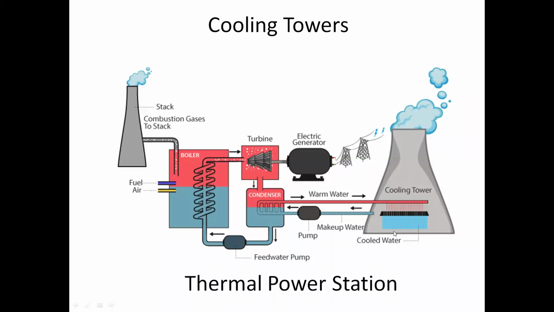In front of you, there is a cooling tower. So already you know there is a boiler. Boiler is going to produce steam. Steam is given to the turbine. Turbine rotates and there is a generation of electricity. So after the generation of electricity, the condenser is going to condense that steam to water by using these cooling towers.